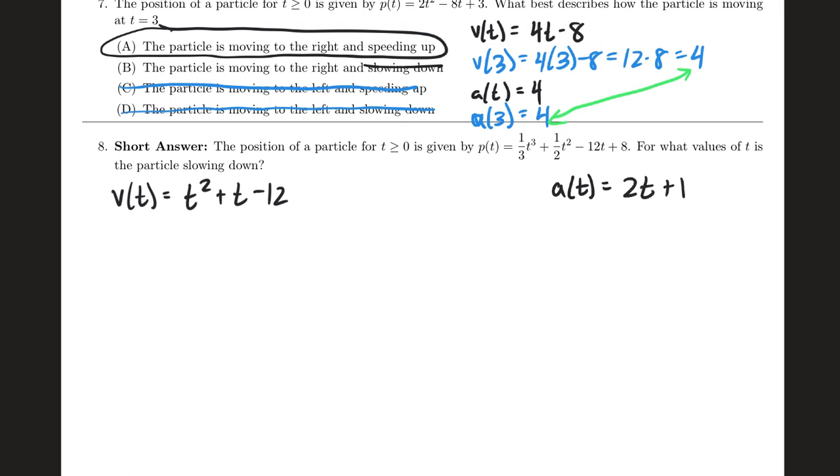And then to figure out when it's slowing down, it's all the times the velocity and acceleration don't agree. One's positive and one's negative. So we also need to figure out when each of these things is positive or negative. So we start by setting them equal to 0. This one we can factor.